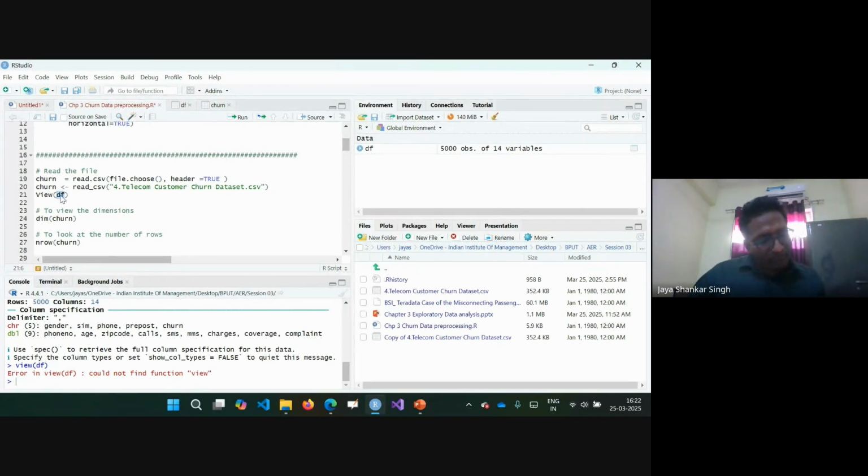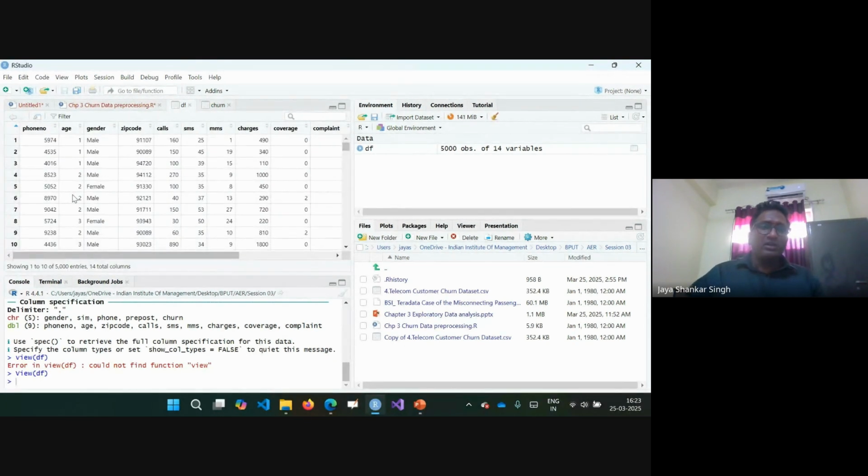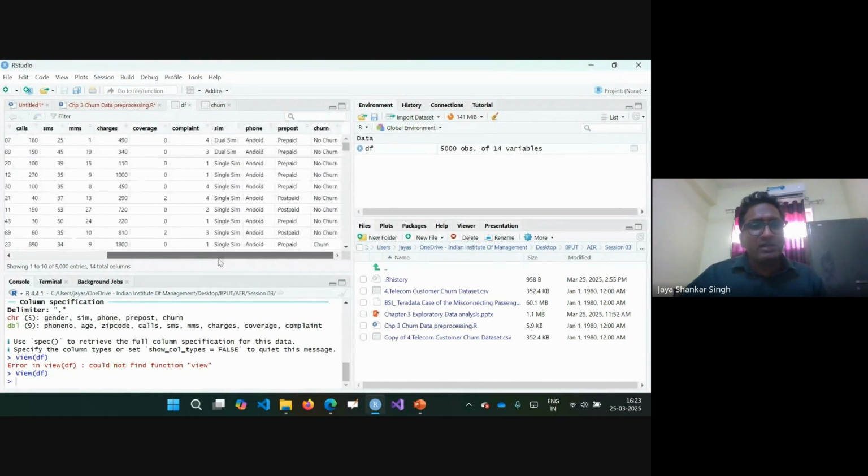उसको मैंने बोला ठीक है, okay fine, this is the name of my data file which is there in the environment. I have just loaded it. I want to view the data file. I gave the file name. If I run this particular command, I can see the complete data file here.